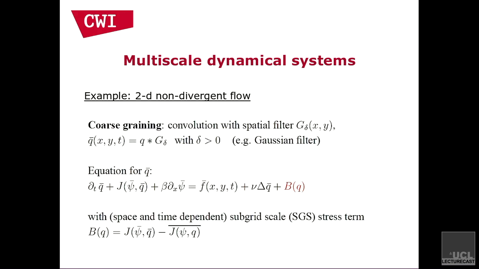We can't resolve this entirely, so you coarse grain it. If you're doing an LES, you have some convolution with a spatial filter. In this case you get a Q bar instead of a Q. If you apply this to the governing equations, you get the exact same equation, but with the addition of a subgrid source term B. Because J, the Jacobian, doesn't commute with the convolution, the convolution of J is not the same as J of the convolved quantities. So this is not zero, and that's basically what happens.